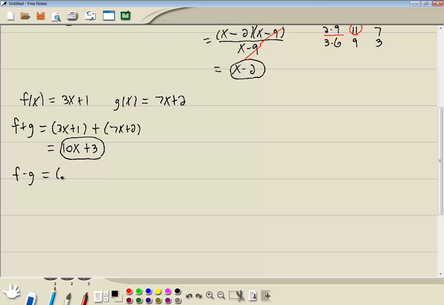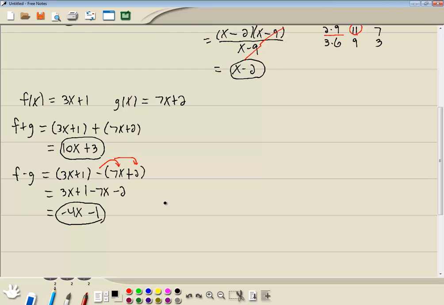Now f minus g. Again, we'll put parentheses around each one of them and put the minus in between them. Now the parentheses around the 3x plus 1 aren't doing anything, so I can just drop them. And remember, if you have a negative in front of your parentheses, that's going to flip the sign of everything inside. So the positive 7x is going to become a negative 7x, and the positive 2 becomes a negative 2. Well, combine like terms. 3x minus 7x is negative 4x. Combine numbers. 1 minus 2 is minus 1. So our answer is negative 4x minus 1.